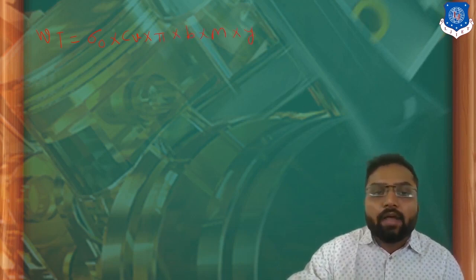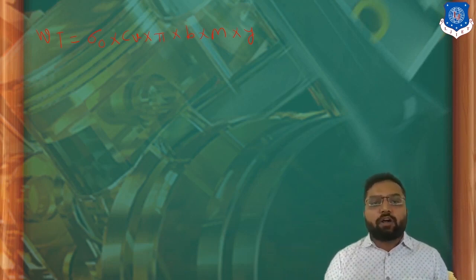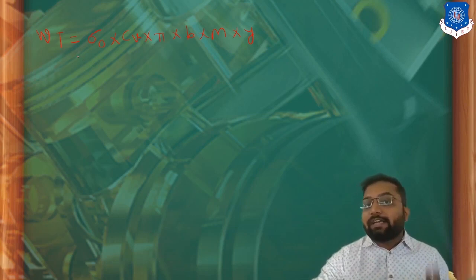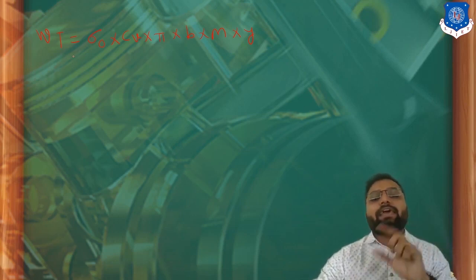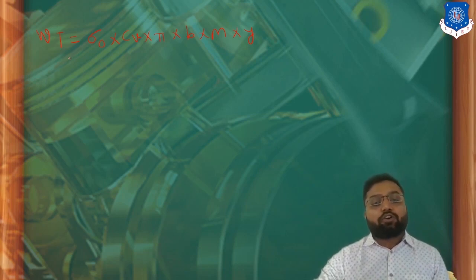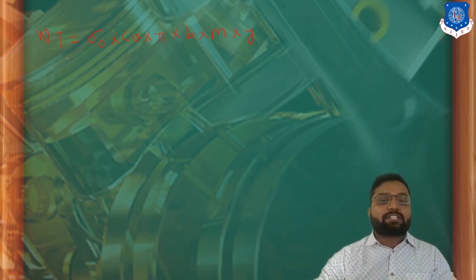So first of all, Wt is nothing but sigma 0 into Cv into pi into b into m into y, where sigma 0 could be either the allowable stress for a pinion or the allowable stress for a gear. So how are you going to determine this sigma 0, whether it is pinion or gear? Clear? Because when the gear and pinion come into contact with each other, they are not going to deform at the same time.